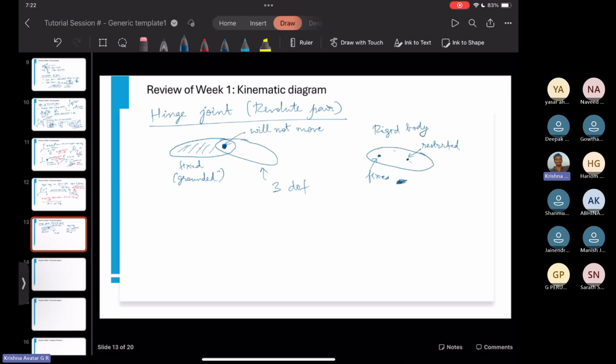Now, because of the fact that this point cannot move, it means that the XY coordinates of, I'll just call it some point P. I'll call that joint as point P. P is fixed, which means that no translation possible.